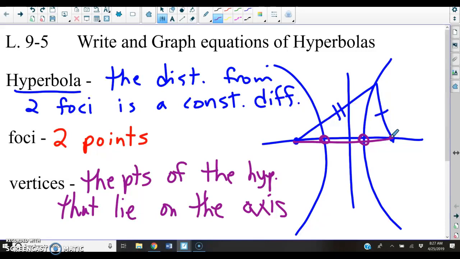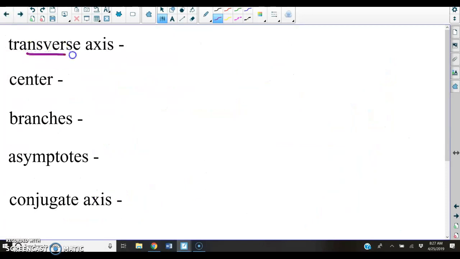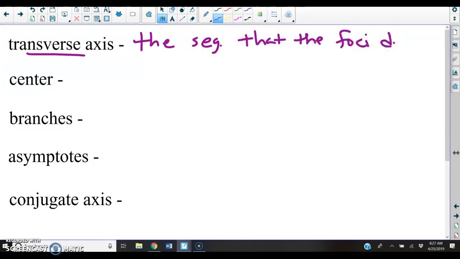Okay, and how close the vertices are to each other depends on several different factors, and we'll take a look at that. The transverse axis is the segment that the foci determine. So the foci are the endpoints of the transverse axis. The center is pretty straightforward. It's in the middle of your hyperbola. For now, it's going to be 0, 0. We will move on from that.